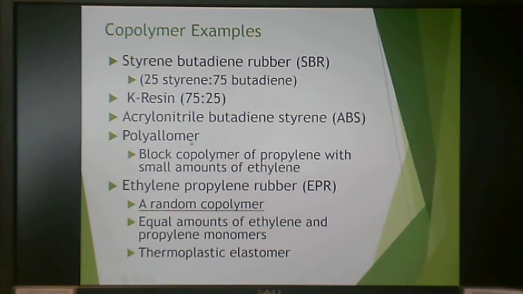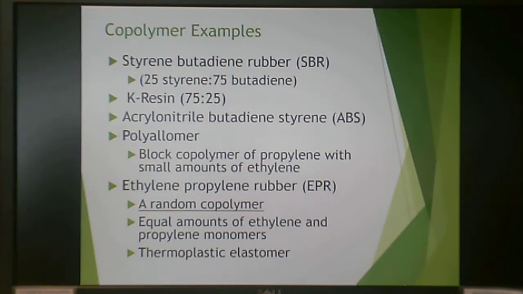You also have polyalumers, and these are block copolymers of propylene with small amounts of ethylene dispersed through them. You also have ethylene propylene rubber. Now this polyalumer is a block copolymer with propylene and ethylene. Ethylene propylene rubber is different in that it's a copolymer. It has equal amounts of ethylene and propylene to produce a thermoplastic elastomer. These have the same comonomers, but the ratio and how they're arranged in the copolymer results in different properties.